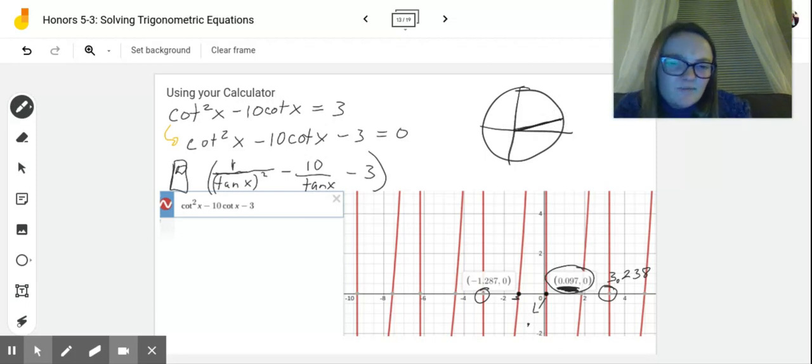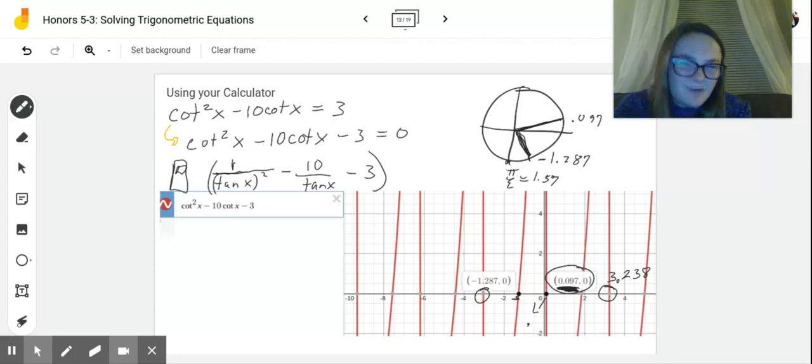Then I have another value, negative 1.287. I'm going to graph that too. If I think about what pi over 2 is, pi over 2 is about 1.57. So negative 1.287 has got to be somewhere here in the fourth quadrant. That's that negative 1.287. This one is 0.097. Let's define some more. 3.238 is a little bit bigger than pi.